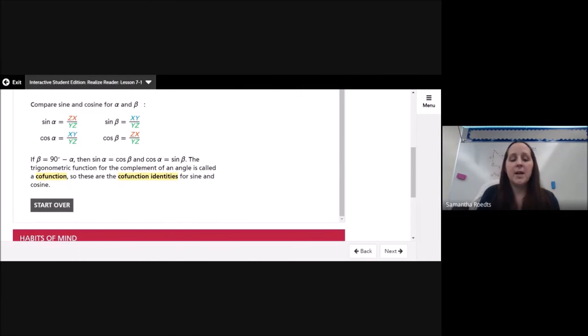If beta equals 90 minus alpha, then sine alpha equals cosine beta and cosine alpha equals sine beta. The trigonometric function for the complement of an angle is called a cofunction. So these are the cofunction identities for sine and cosine.